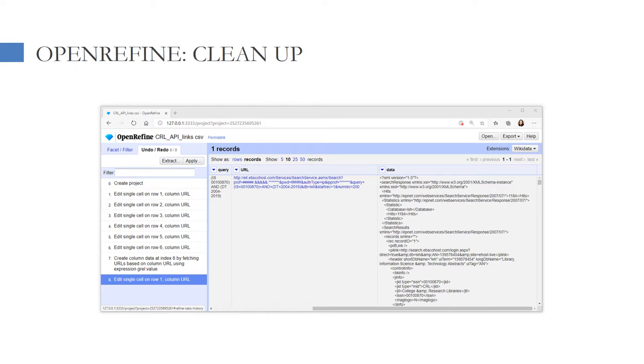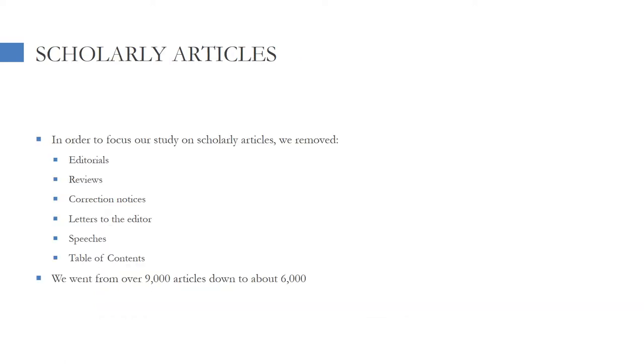Once the project was edited to our satisfaction, we used the extract button to collect the JSON script for all of the cleanup commands used on this project. The script was then saved and applied to our projects for other journals, so they were cleaned quickly in exactly the same manner. We then pared down the dataset to remove non-scholarly work such as editorials, reviews, correction notices, letters to the editor, speeches, and table of contents to focus our study on abstracts, articles, biographies, case studies, proceedings, and reports.